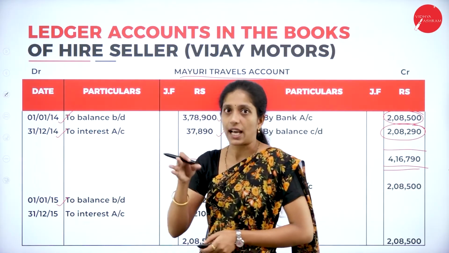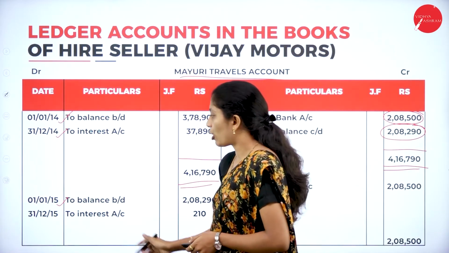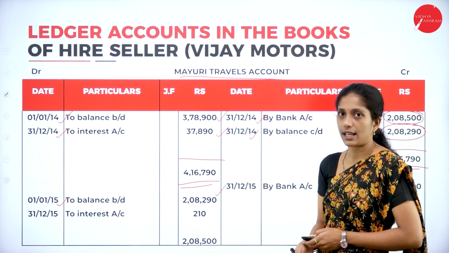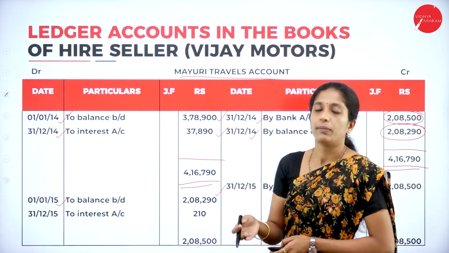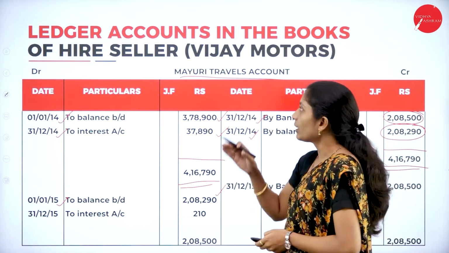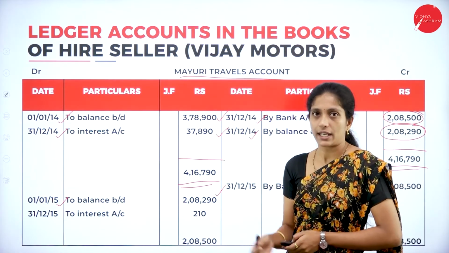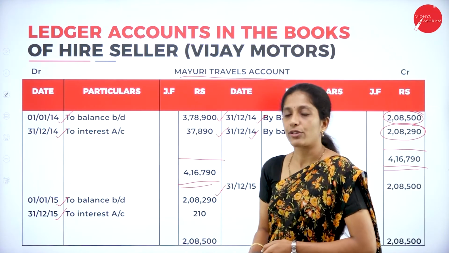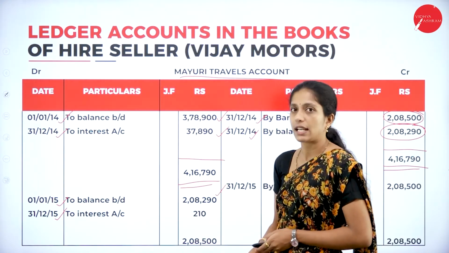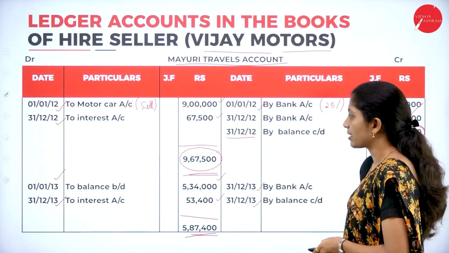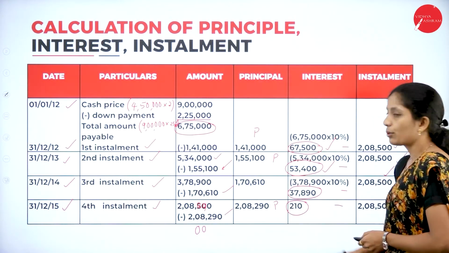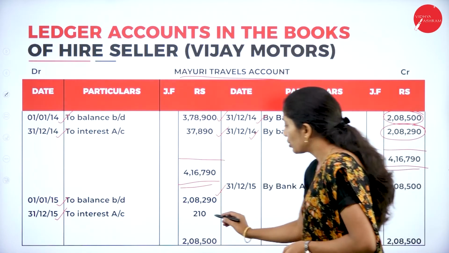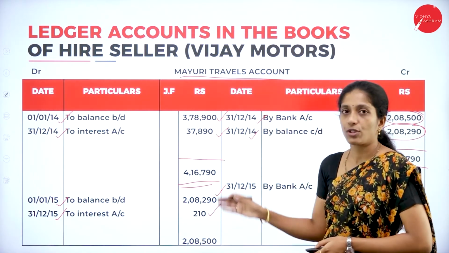Whatever amount you have carried down in the previous year, you have to bring down that amount, to balance brought down 2,08,290. Next, for interest due, so what is the entry? That is Mysuru Travels account debit to interest account, that is at the end of that particular year, 31st/12/2015, to interest account. So what is the fourth year interest? Now go through the table, 210. So this is the fourth year interest. Record that. So 210.